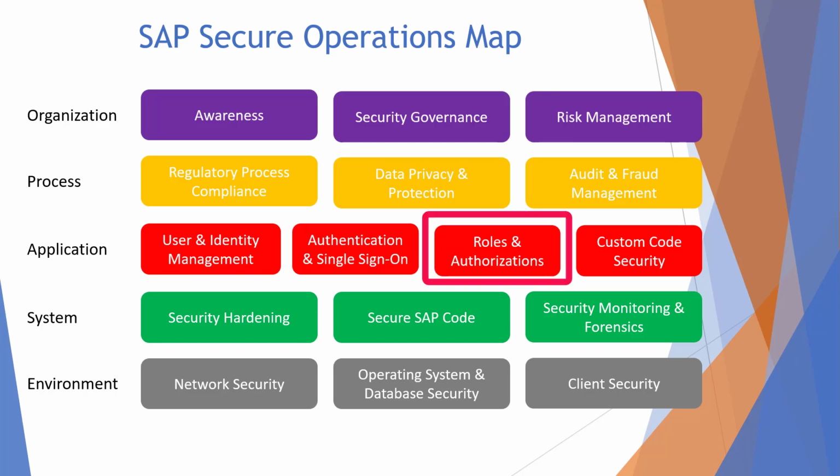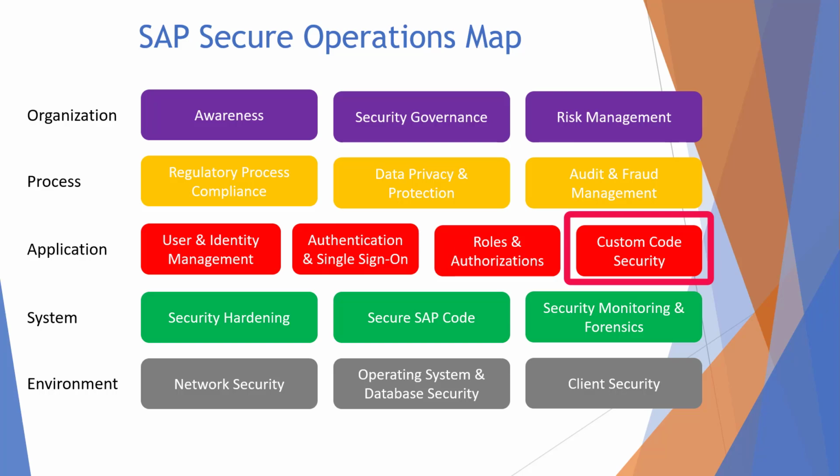The next block is about everything around roles and authorizations, including the proper defining, distribution, and maintenance of authorizations, as well as the alignment and combination of roles to business roles across systems and hybrid landscapes. Controls for compliance and segregation of duties are also covered here.